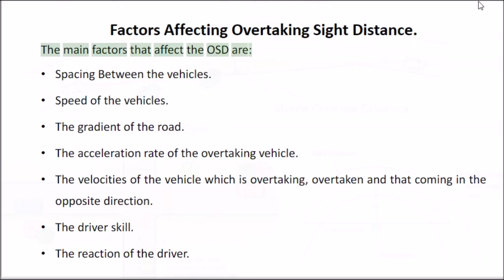Factors affecting overtaking sight distance. The main factors that affect the OSD are spacing between the vehicles, speed of the vehicles, the gradient of the road, the acceleration rate of the overtaking vehicle, the velocities of the vehicle which is overtaken and that coming in the opposite direction, the driver skill, and the reaction of the driver.